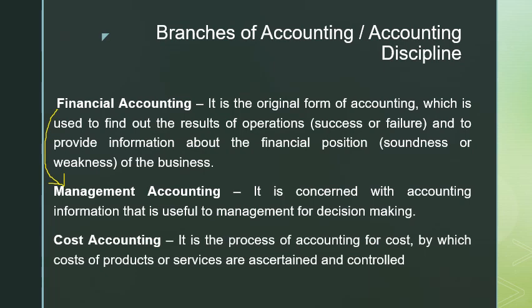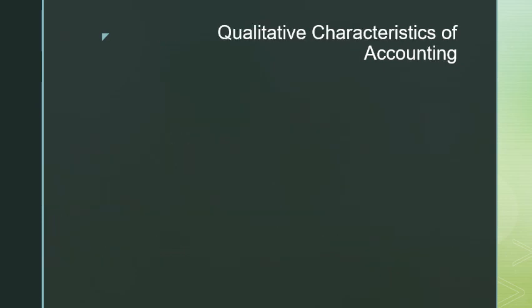It is the process of accounting for costs by which the cost of products or services are ascertained and controlled. So these are the three main branches of accounting: financial accounting, management accounting, and cost accounting.